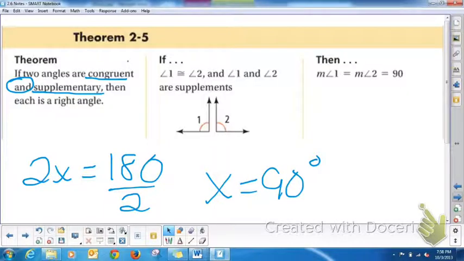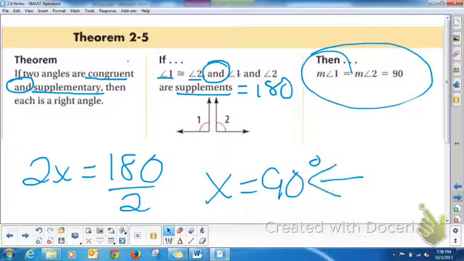So, if angle 1 is congruent to angle 2, and you know 1 and 2 are supplements, that means they have a sum of 180, then you know each of them is 90. And if they are each 90, then you know that they're congruent to each other because of the right angle congruence theorem. This theorem doesn't have a name, but we can use this logic to help us prove that two angles are congruent because of the right angle congruence theorem.